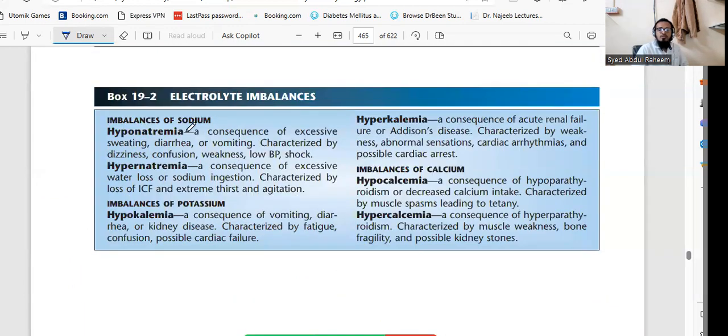Next, in this box, for the balancing of sodium and potassium, what will we call it? If the sodium is less, it is called hyponatremia. If the sodium is high, hypernatremia. If the potassium is low, hypokalemia. If the potassium is high, we will call hyperkalemia. If calcium is low, hypocalcemia. If the calcium is high, we will call hypercalcemia. So these are the terminology for imbalance of electrolytes. Most of them will be sodium, potassium, and calcium.